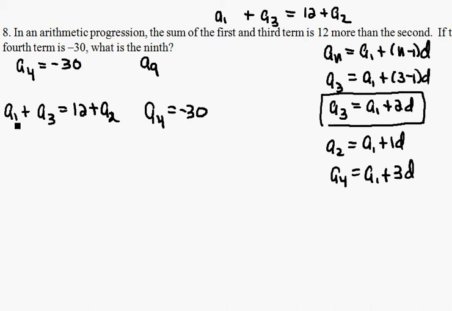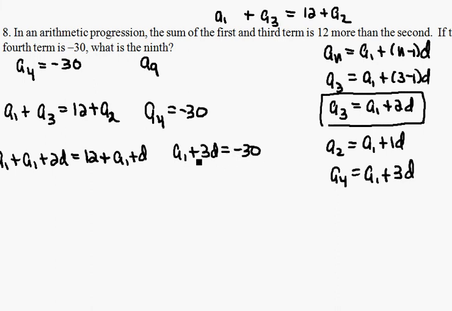We already know a sub 1 is a sub 1. A sub 3 is equal to a1 plus 2d. So that's a1 plus 2d equals 12 plus a2, which is a1 plus d. A sub 4 is a1 plus 3d equals negative 30. Now I have 2 unknowns, a1 and d, and 2 equations. Perfect. I'm going to simplify the left-hand side here.